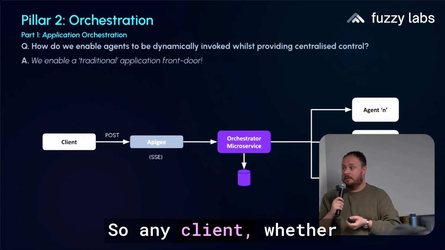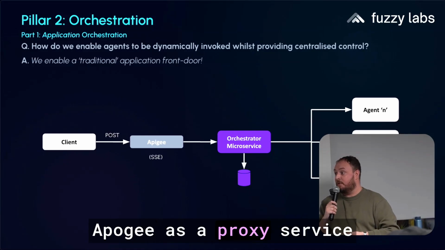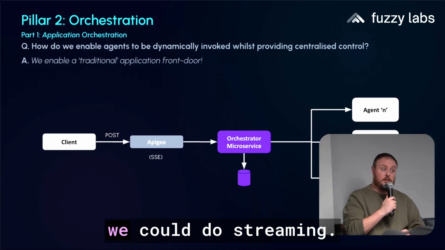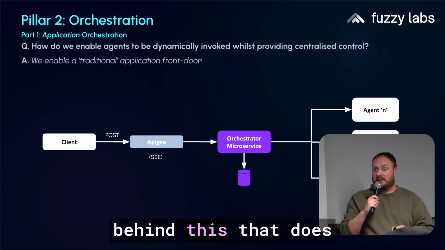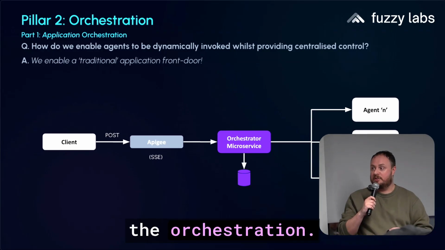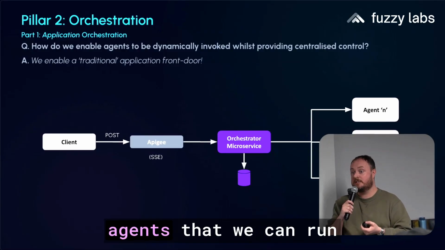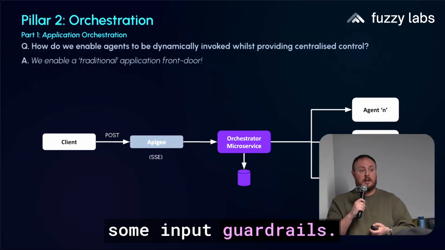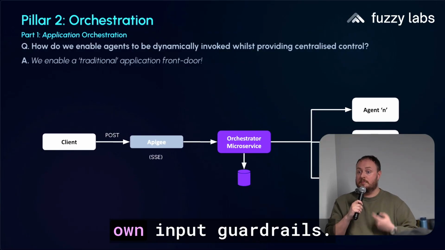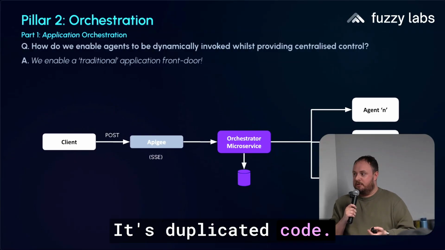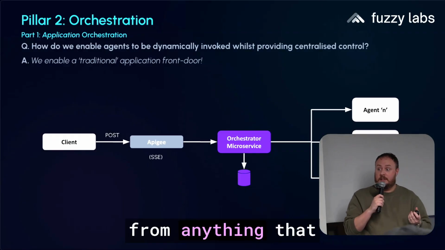Any client, whether it's a user, a colleague, an application, we're using Apigee as a proxy, with server-sent events so that we can do streaming, and then it's a Nest.js microservice that sits behind this that does the orchestration. We're doing this so that we can control the invocation of these agents, and so that we can run some input guardrails without duplicating that code. We could write that into the agents, and every agent has its own input guardrails, but it's duplicated code. There's no need to do that. It's deterministic. We strip that away from anything that the agent needs to do.